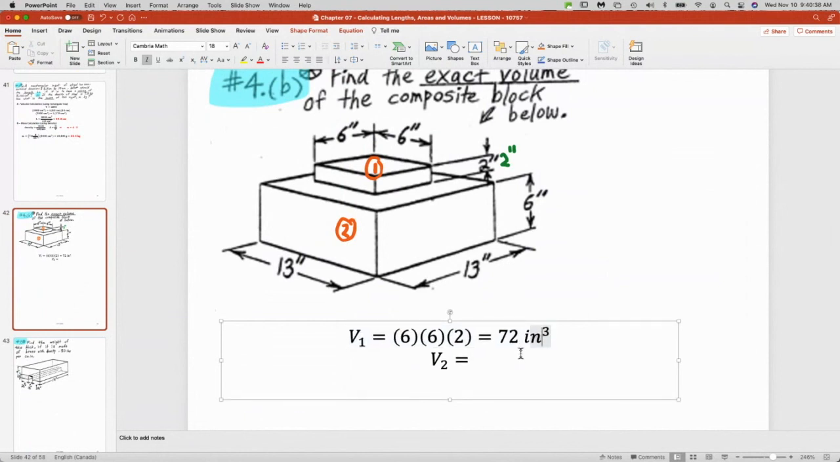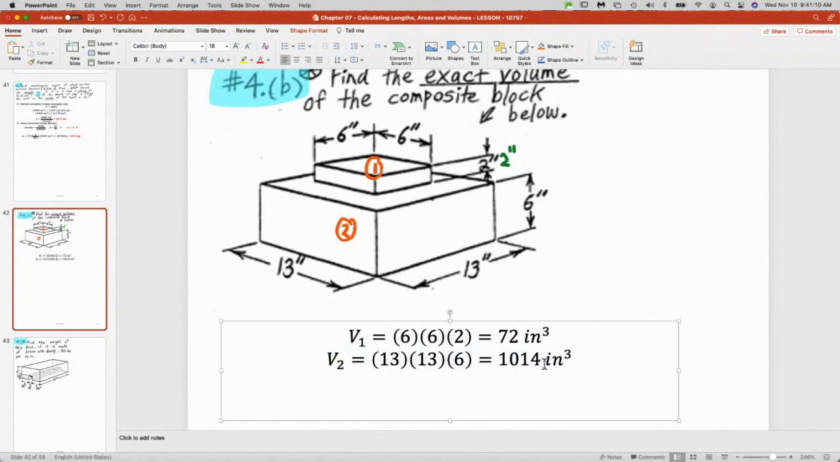And then the second volume is 13 by 13 by 6. Thank you, Nicholas, for the details there, and everybody else as well. It's really nice to see everybody kind of chatting it up and figuring it out together. So 13 by 13 by 6. Under normal circumstances, I could do that in my head. I'm trying to do catch up now.